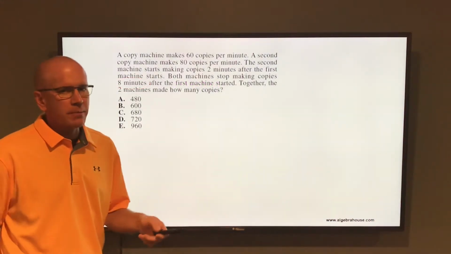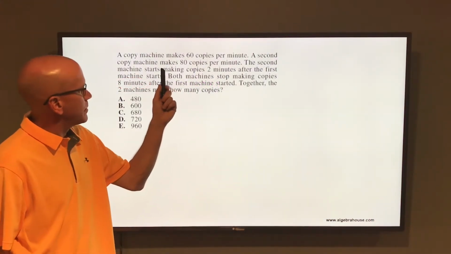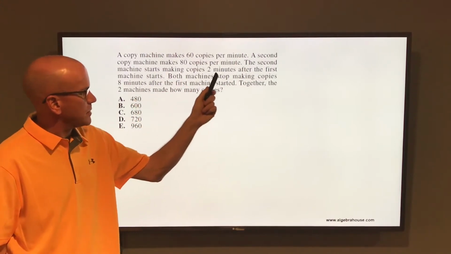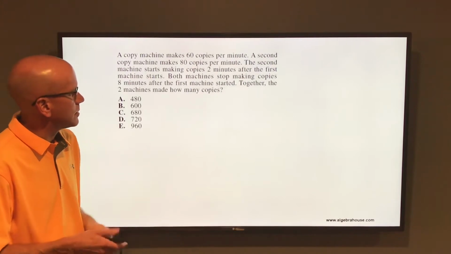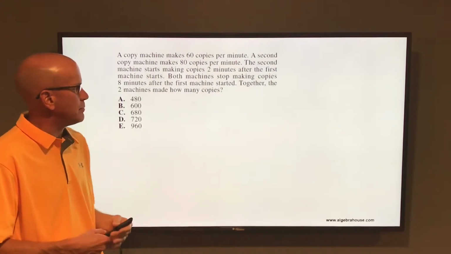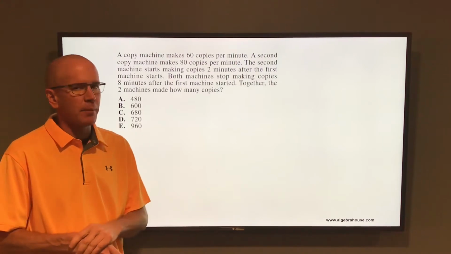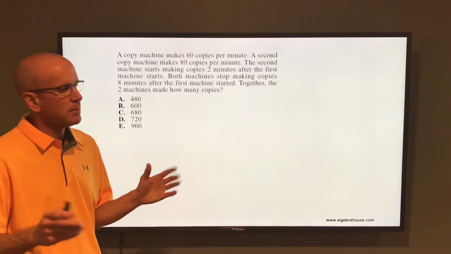A copy machine makes 60 copies per minute. A second copy machine makes 80 copies per minute. The second machine starts making copies 2 minutes after the first machine starts. Both machines stop making copies 8 minutes after the first machine started. Together, the two machines made how many copies? Sounds confusing, but it's really quite simple.